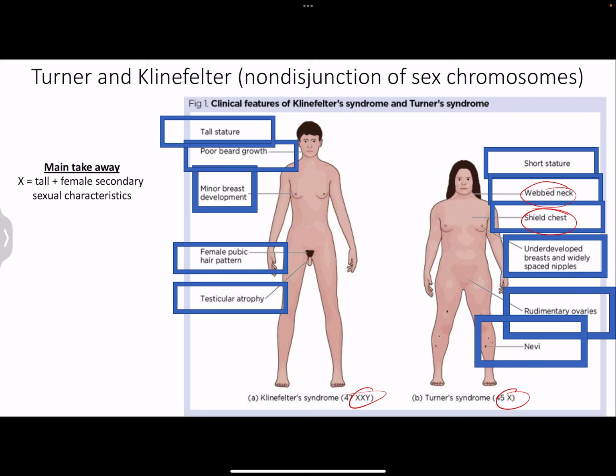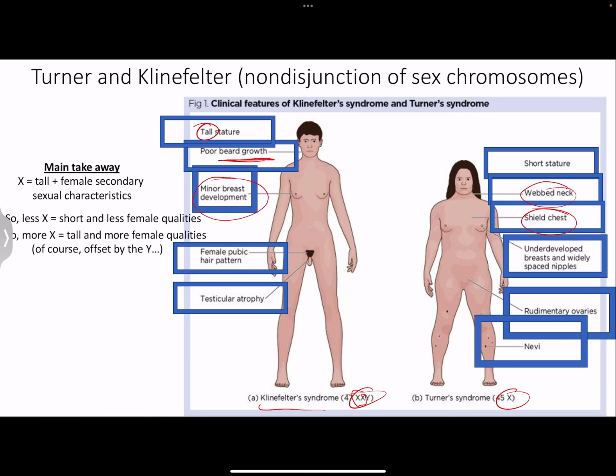Now, this is a lot of characteristics. I think if you just forget about Barr bodies for a second, just assume, and it kind of makes sense, that the X chromosome might have some genes that have to do with female secondary sexual characteristics. And so for Klinefelter, if we have an extra X, imagine that X has the height gene and sexual characteristics for females. So very tall makes sense. Not a lot of beard growth if you have less testosterone and more estrogen. Breast development because you have estrogen, X chromosome. Female pubic hair pattern, again, not as much testosterone, more estrogen, testicular atrophy.